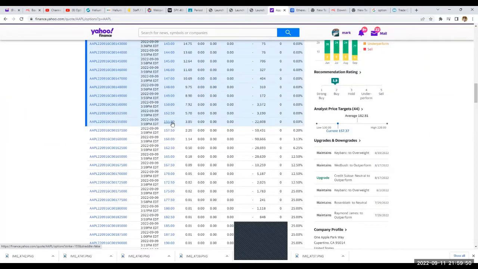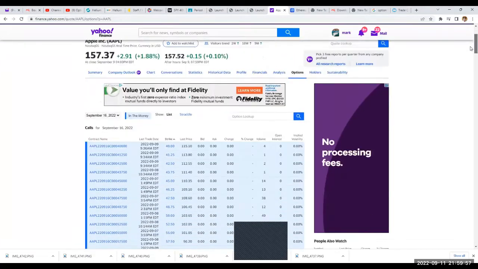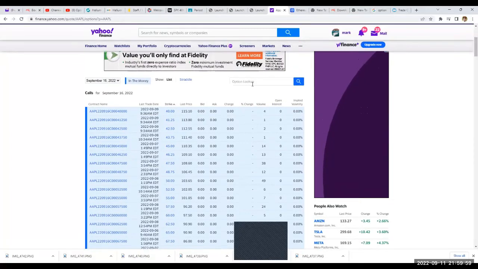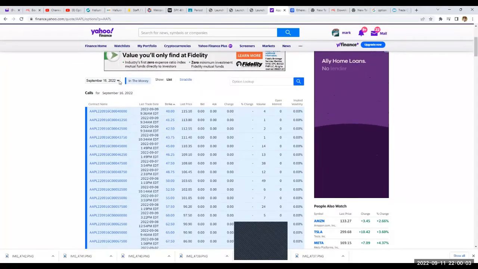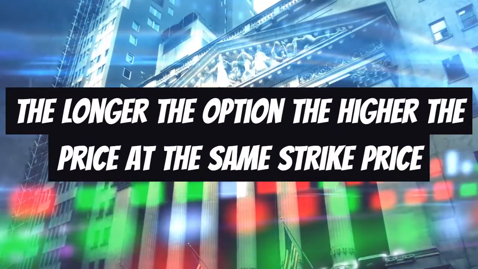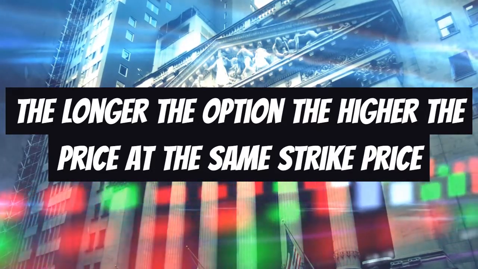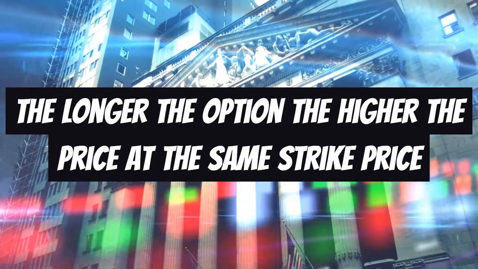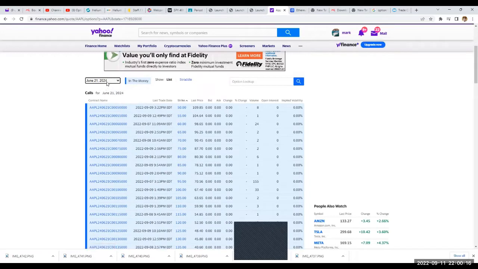Now, in order to buy, this is on a particular date as well, so we need to investigate that. And it says September 16th, so this is basically next week. We can do longer term options by just clicking this button and saying, I really believe, and I want to give myself time. I personally like longer options, so I'm going to go to June 21st, 2024.